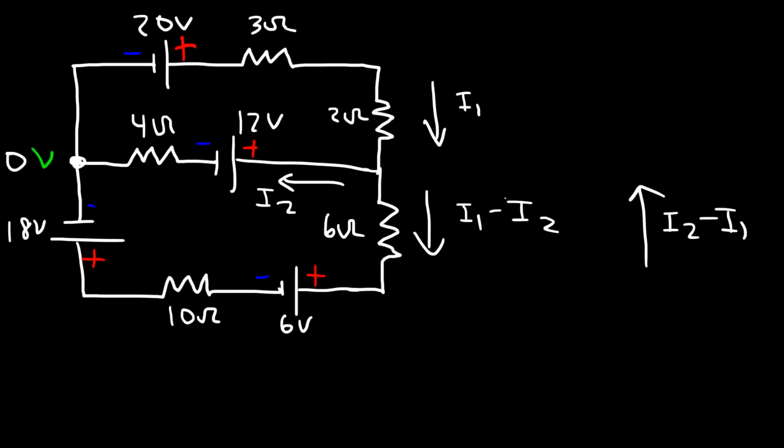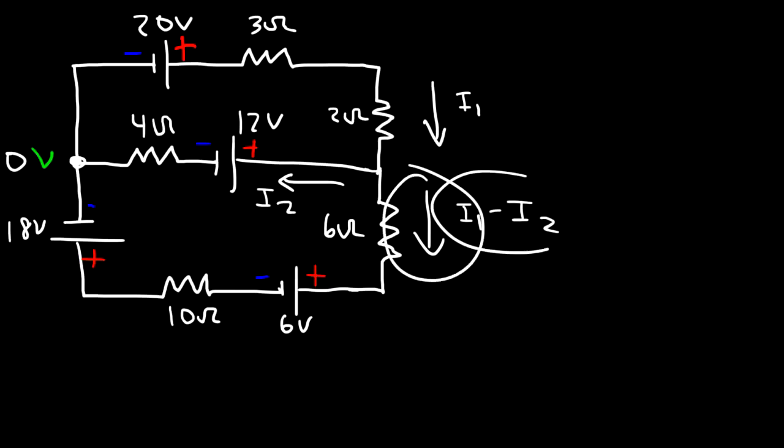But we can solve it this way. So we could define the current as going in that direction, and then change it later. It doesn't matter how you define it, as long as the math makes sense. So I'm going to define the current going this way, which is going to be I1 minus I2. And let's see what happens in this example.